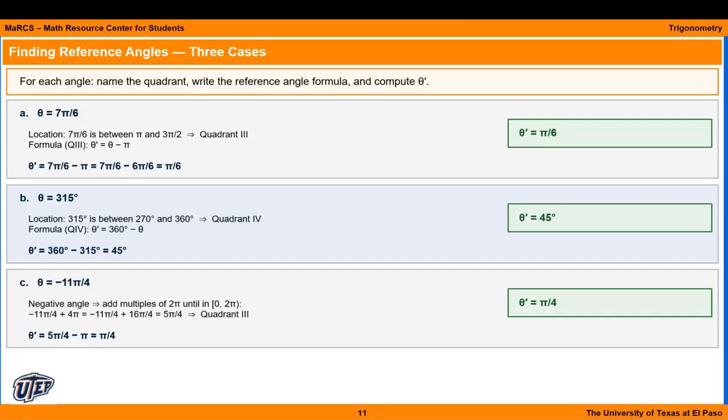45. For a negative angle, like negative 11 pi over 4, we first find a coterminal angle by adding 2 pi. Negative 11 pi over 4 plus 2 pi is equal to 5 pi over 4. Then 5 pi over 4 minus pi is equal to pi over 4.